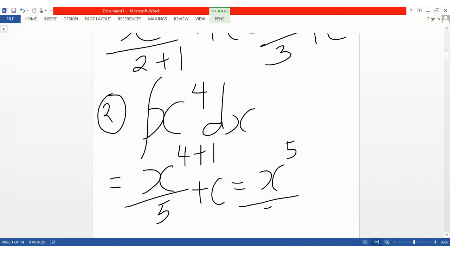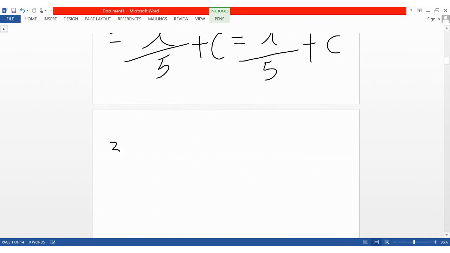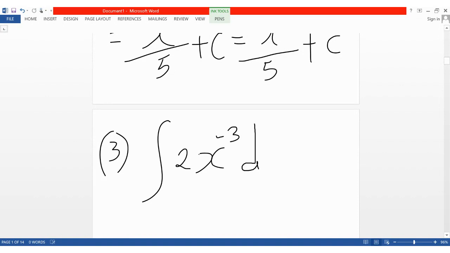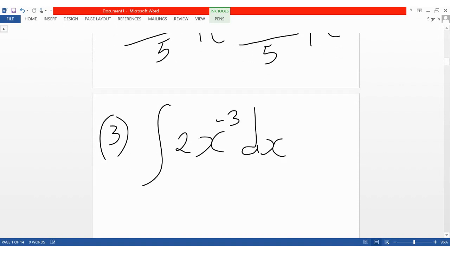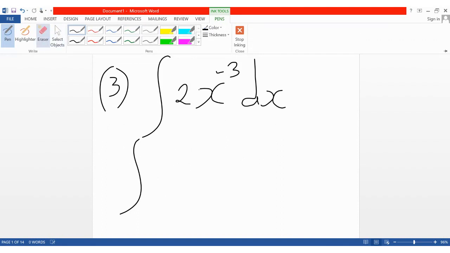And let's do another one, number 3. Integration of 2x to the power negative 3 dx. Integrate that one there. In integration, the constants do not affect anything. So it shall remain the way it is. You can either take the constant outside or leave it the way it is. I'll make it as simple as possible.